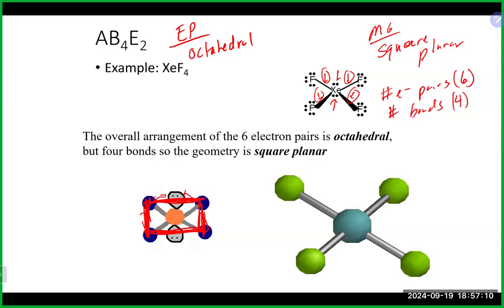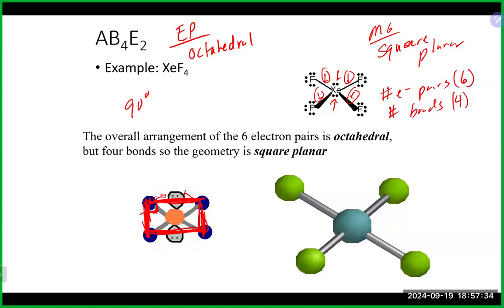The non-bonding electrons actually go almost 180 degrees from each other, away from each other, to spread out. In terms of our square planar, because it's a square, each of these has a 90-degree bond angle. So octahedral, 6 electron pairs and 4 bonds gives us square planar.